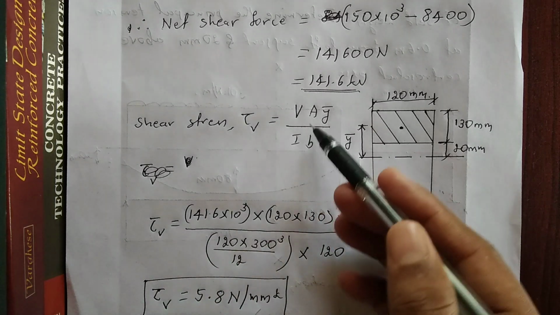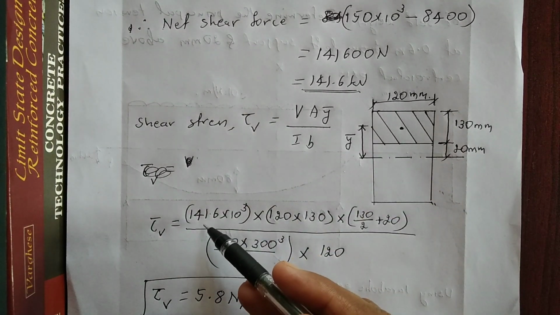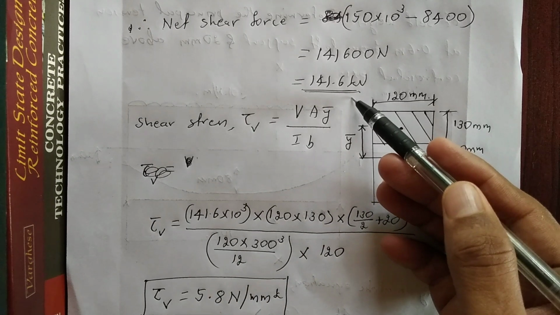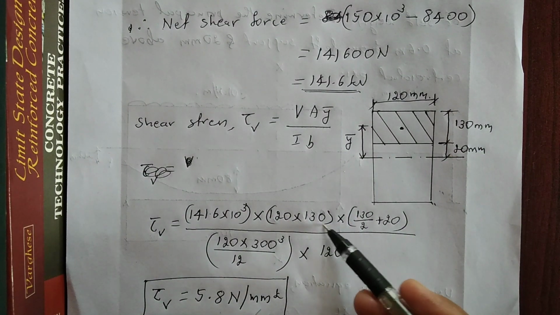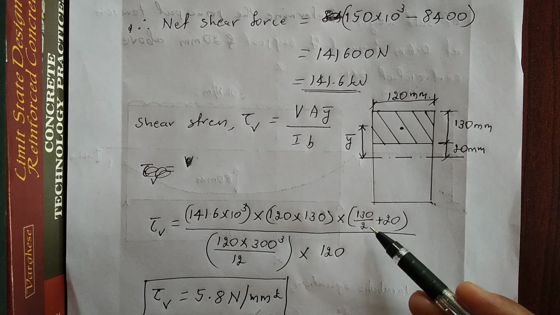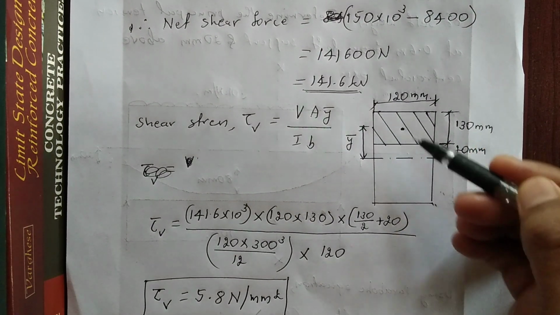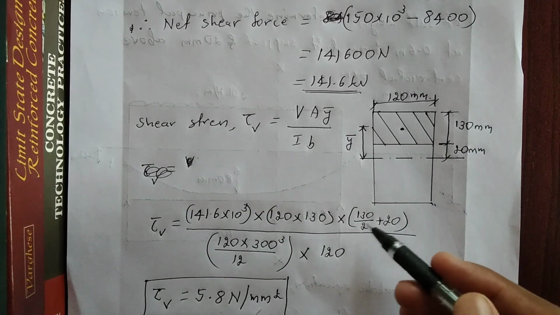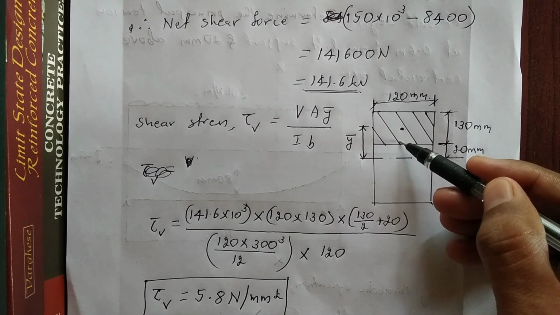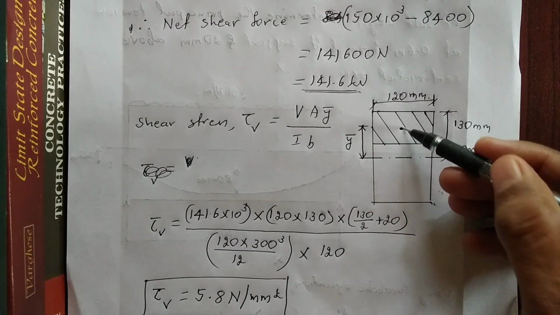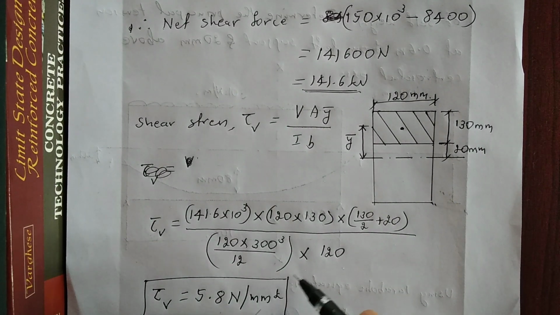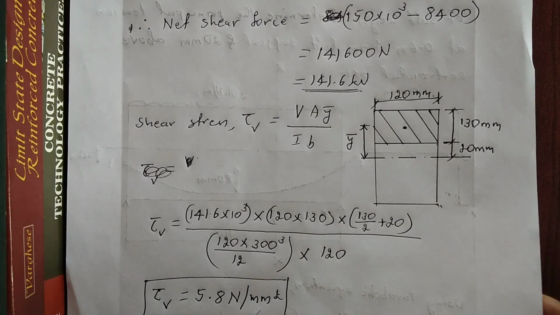So we will be substituting into this formula. So tau v is equal to 141.6, that is what you are getting from here, and 120 by 130 and 130 by 2, that means here to here distance. Y bar is nothing but CG of the section to the neutral axis. So 130 by 2 you will be getting this much, and plus 20, so totally you will be getting y bar, and BD cube by 12 multiplied by B. And next, tau v is equal to, you will be getting 5.8 Newton per mm square as a shear stress.